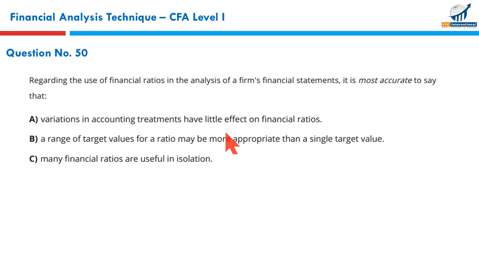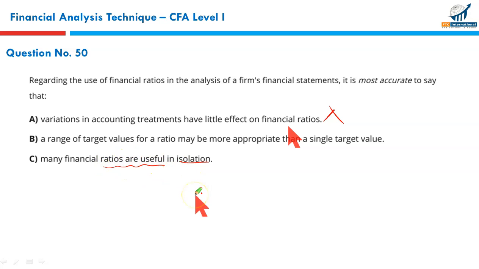Next, question 50. Regarding the use of financial ratios in the analysis of a firm's financial statements, it's most accurate to say that variations in accounting treatments have little effect on financial ratios. Wrong. Variations in accounting treatments have a huge effect on financial ratios. It's an incorrect statement. Cross this out. Many financial ratios are useful in isolation. Wrong. Ratio analysis is meaningless in isolation.